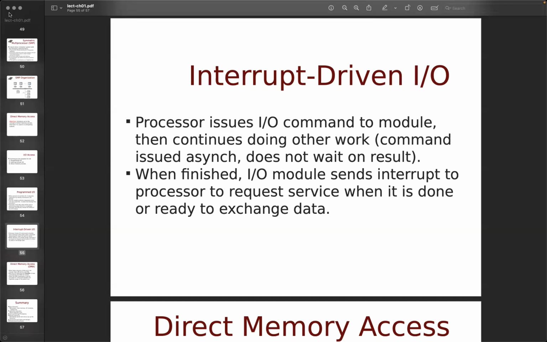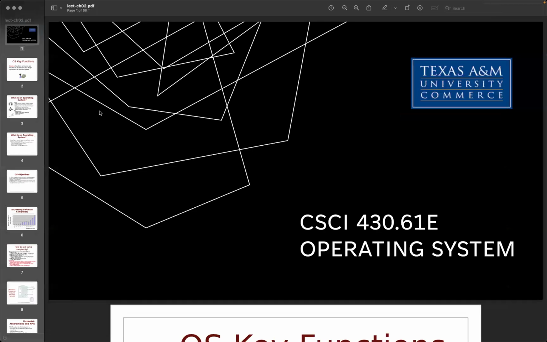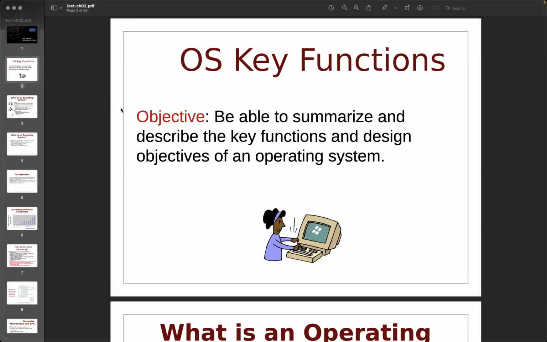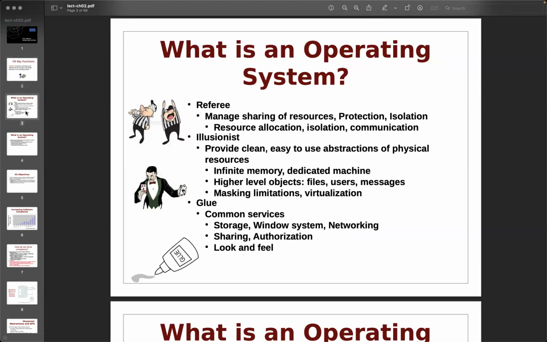Okay, today we will move on to talk about some key functions of the OS. We need to summarize and describe the key functions and design objectives of an operating system. So what is the operating system? We free, manage and share the resources, and handle protection and isolation. It's a really important task.